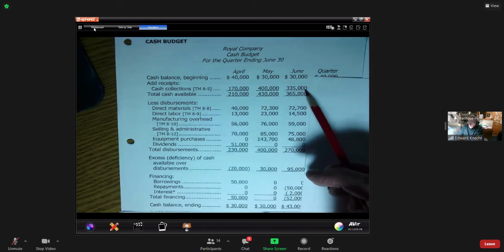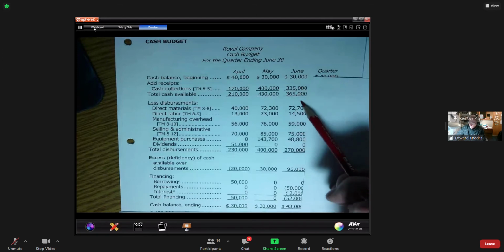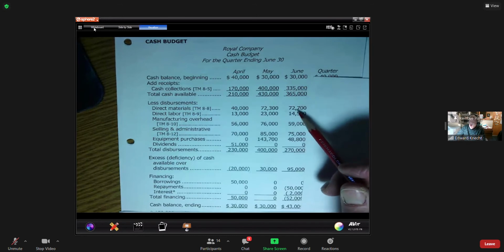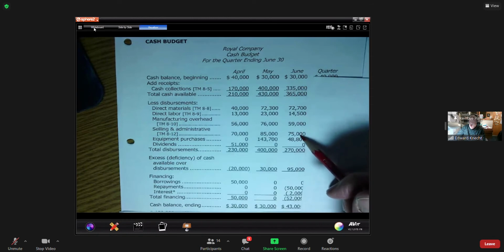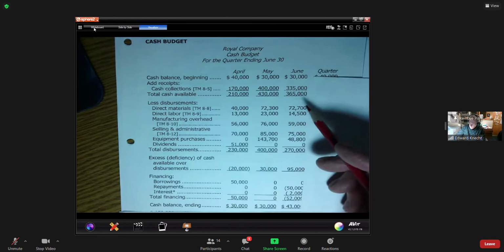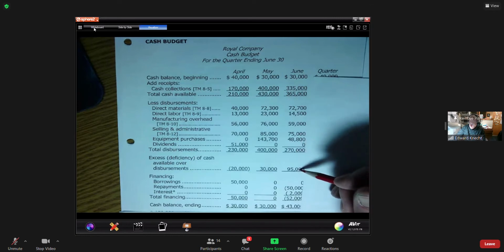Cash collections plus our beginning balance of cash. We have total cash available, 365,000. We expect to pay 72,700 out in direct material costs. We have direct labor costs of 14,500, manufacturing overhead of 59,000, selling administrative costs 75,000, equipment purchase 48,800, and we're going to have total disbursements of 270,000. But look, we do have an excess of 95,000.